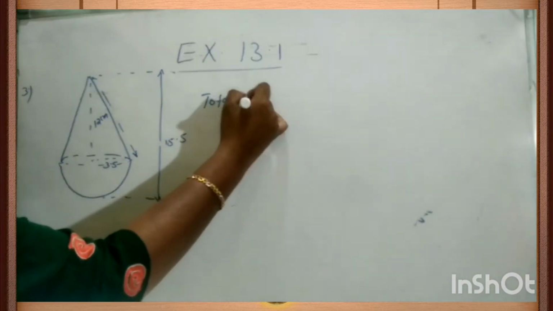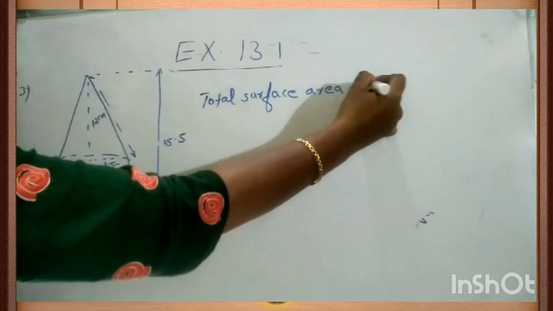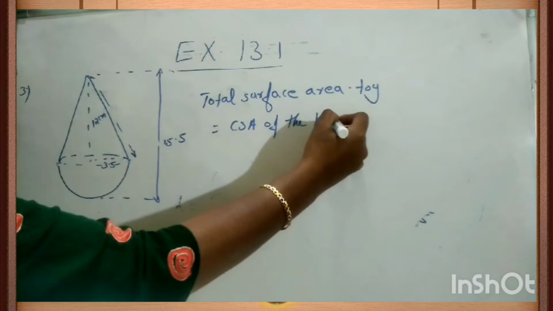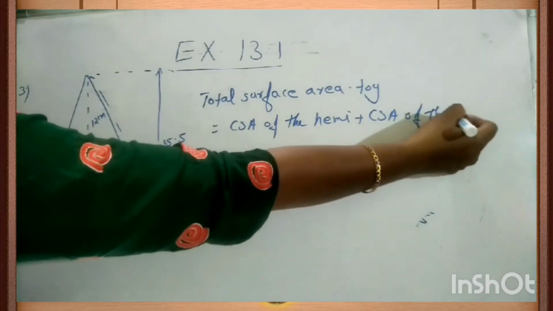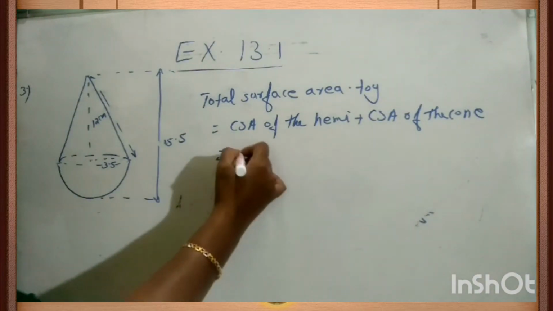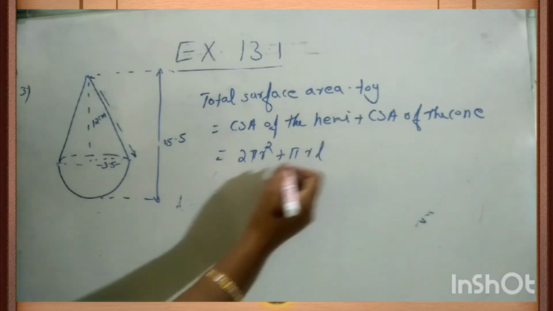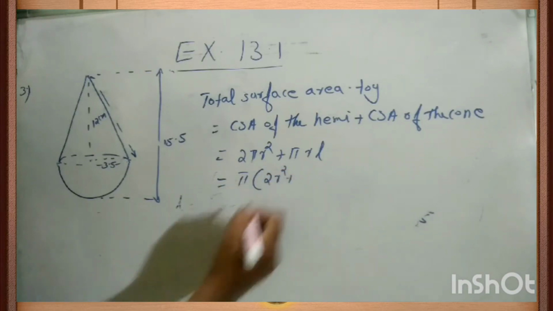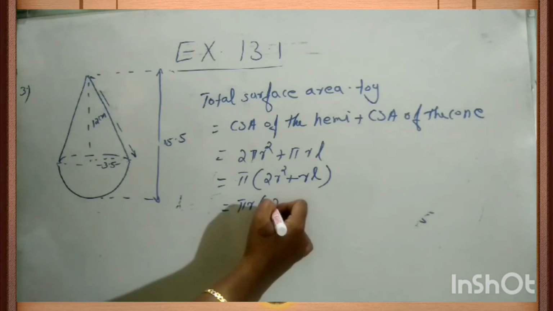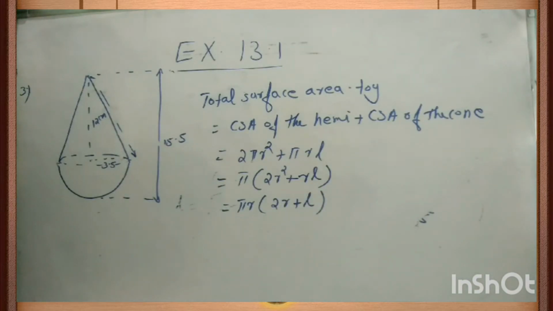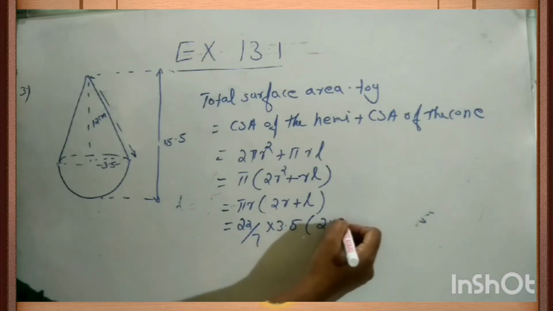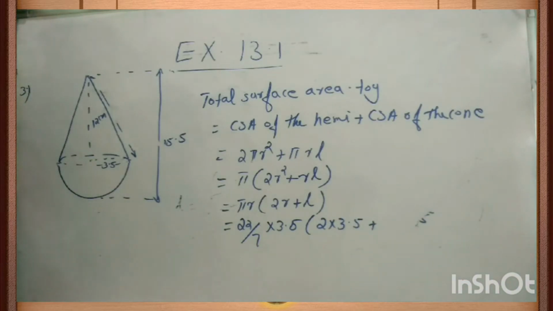So total surface area of the toy is equal to curved surface area of the hemisphere plus CSA of the cone. Curved surface area of the hemisphere is 2 pi r square, plus pi r l. Pi is common, so we will get 2r square plus rl, and r is also common, we can take it outside, so pi r into 2r plus l we will get, and that is equal to pi is 22/7 and r is 3.5 into 2 into 3.5 plus slant height, that is 12.5.